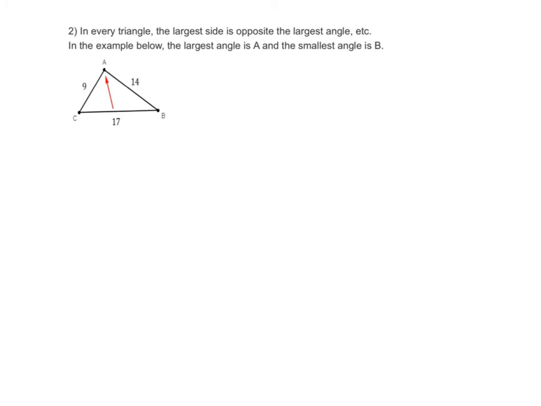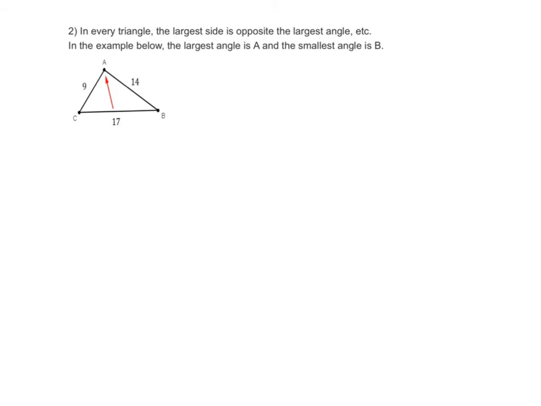The third inequality involving a triangle uses both the sides and the angles. What it says is that in every triangle, the largest side is opposite the largest angle, etc. So the smallest angle is opposite the smallest side, and the medium angle is opposite the medium side. Looking at this example, we can see that the longest side is CB, so the largest angle must be angle A. And then the smallest side is AC, so the smallest angle must be angle B. And then the medium side is AB, and it must be opposite the medium angle, which is angle C.